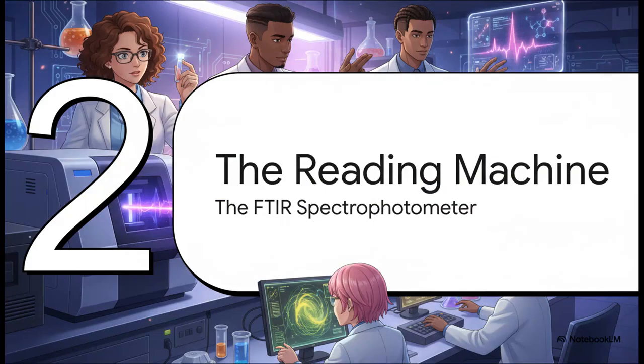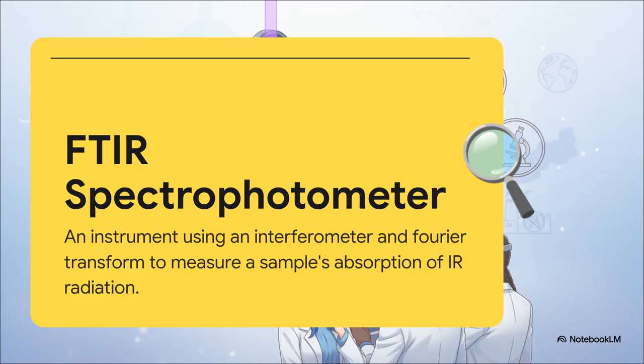So we understand the dance, right? The molecules are doing their thing. But how do we actually watch it and record it? For that, we need a very special piece of equipment, the instrument that can read these vibrations, the FTIR spectrometer. This machine is the heart of the whole operation. Its real genius comes down to two key parts.